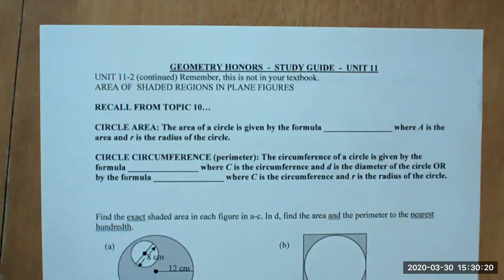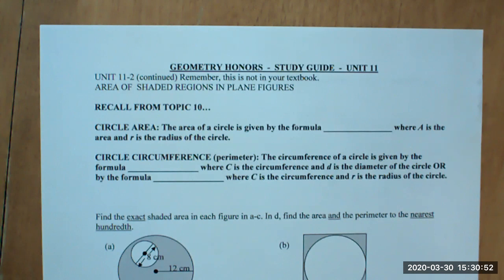Hello, everyone. We are in Unit 11.2 continued. In the last video, we looked at areas of compound figures, and a bit at areas of shaded regions in plane figures. But what's different there is that we did not include circles. So what I wanted to do here is go back and include some circles and find some areas of shaded regions as well.